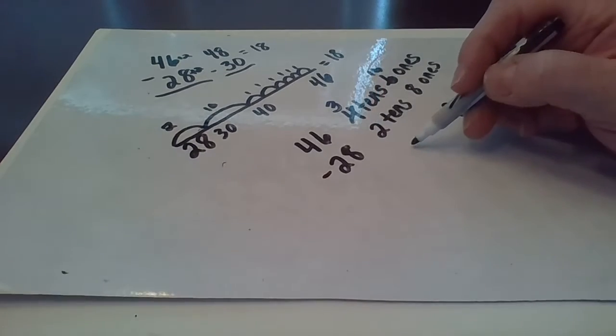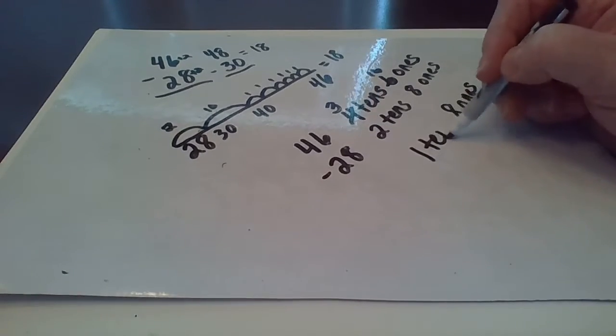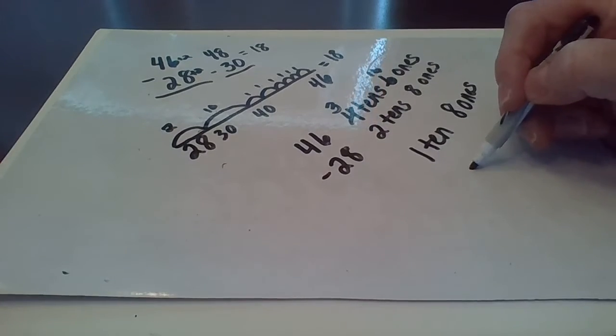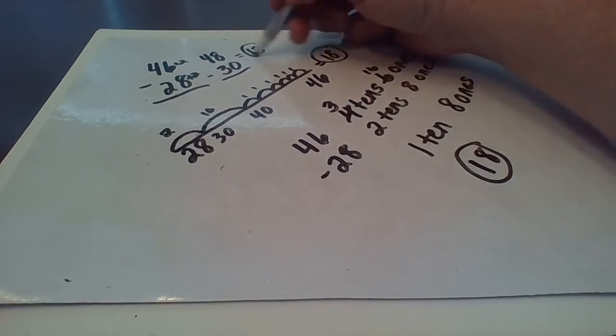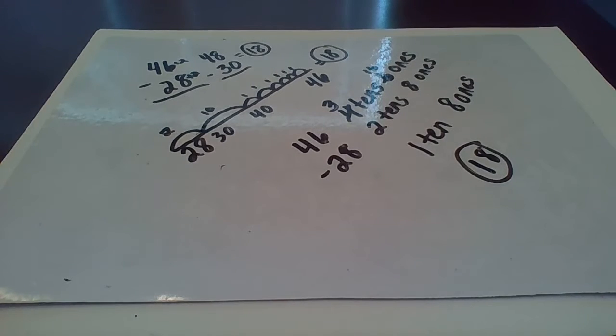3 tens minus 2 tens, I know is 1 ten. So 1 ten and 8 ones is 18. That's a great way to prove that you have the right answer, is to do it multiple ways.